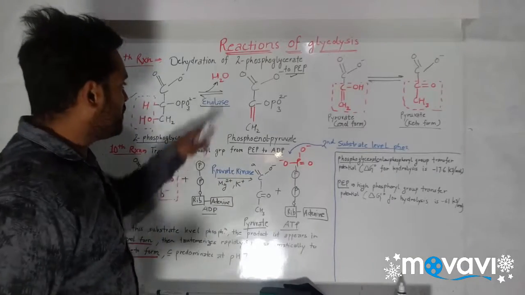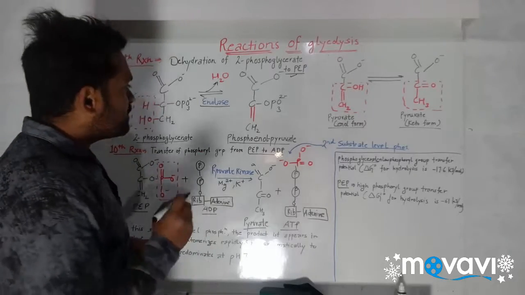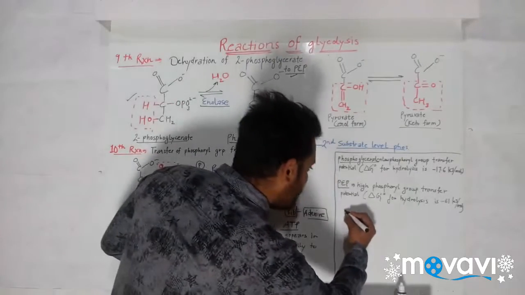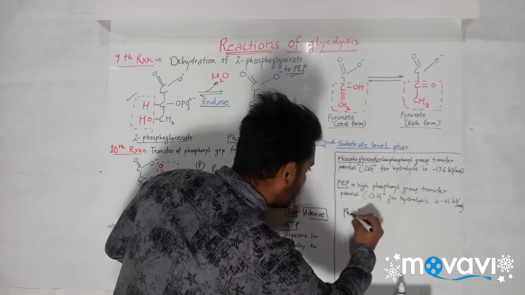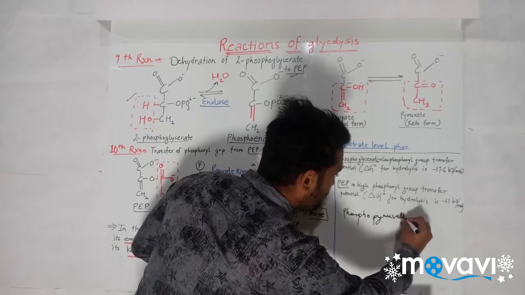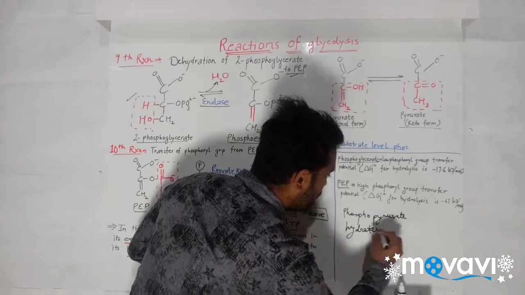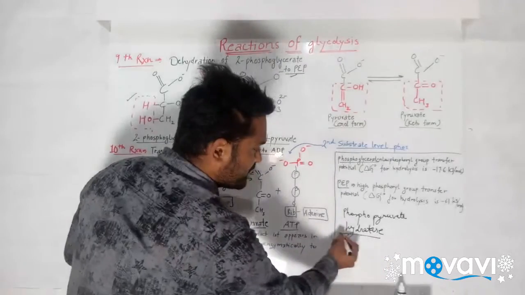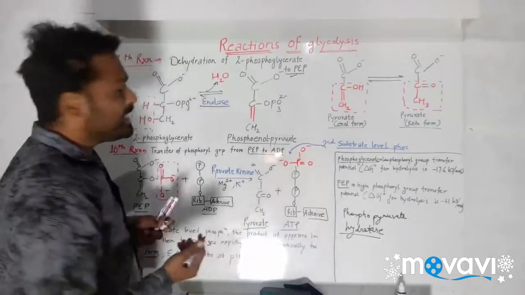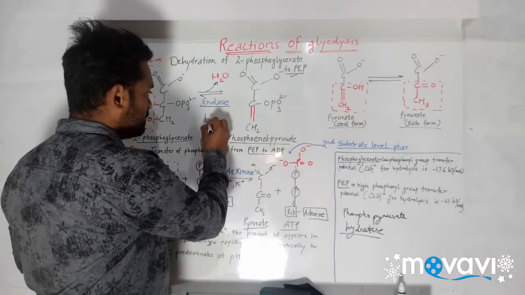We discuss a bit about this enzyme because this is the first time we are seeing it. Enolase, also known as phosphopyruvate hydratase. Phosphopyruvate hydratase, because hydratase, why? It is going to remove the water. This enzyme belongs to the family of lyases.